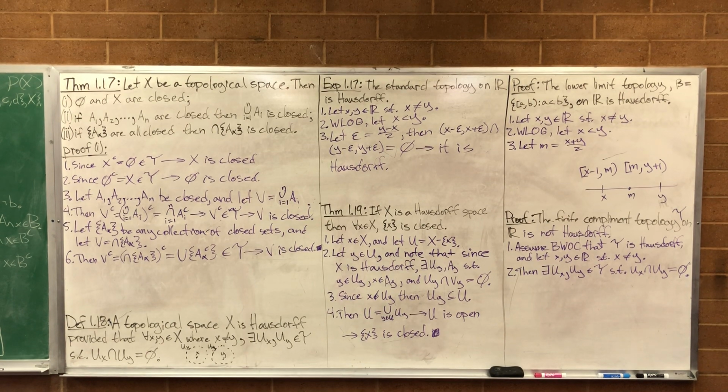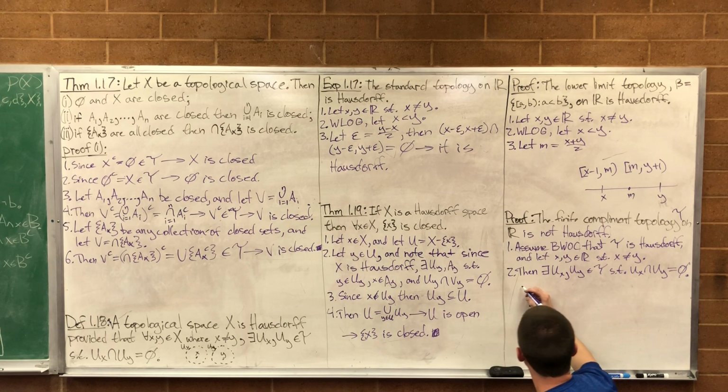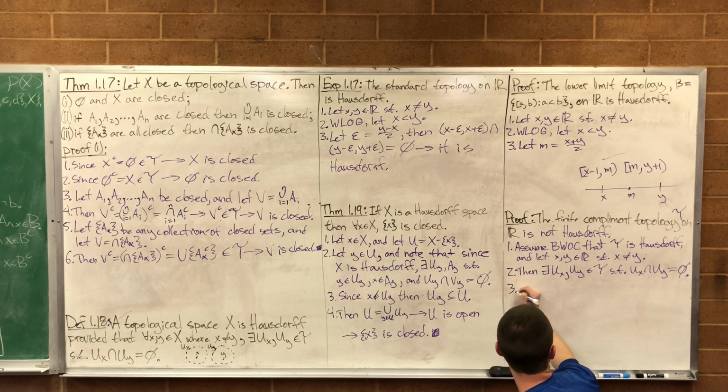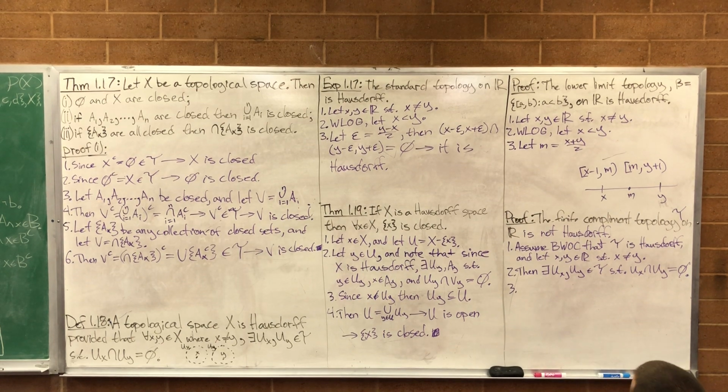How are we going to do this? Similar way of contradiction. What is our contradiction going to be? Oh, we know that the complements of these things, whatever they are, are finite, right? So, let's see. Still don't know how I'm going to get my contradiction. Then there exist Ux, Uy in tau such that their intersection is empty.